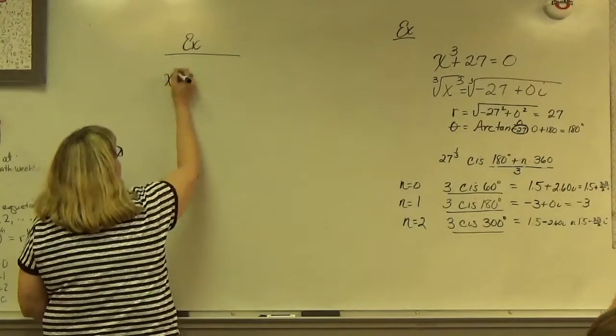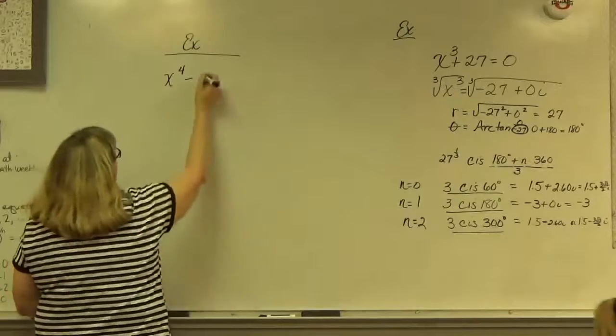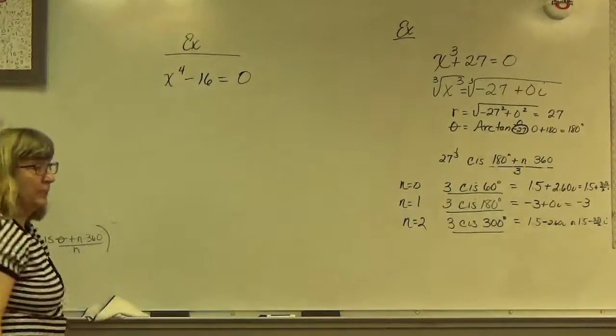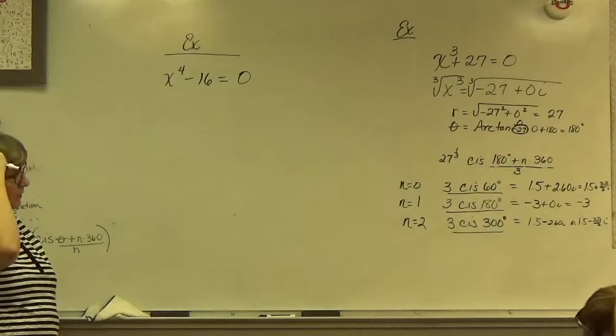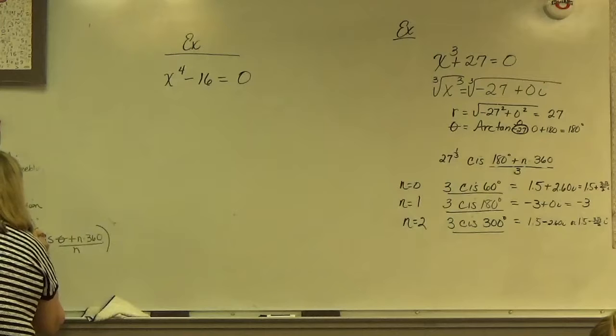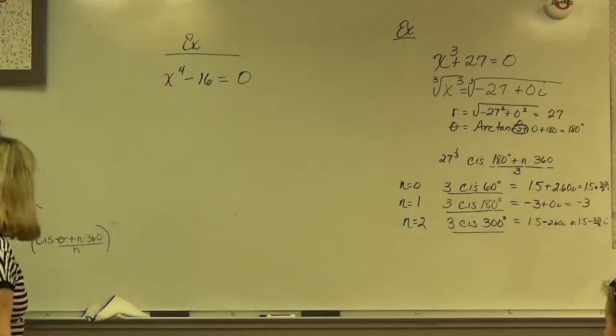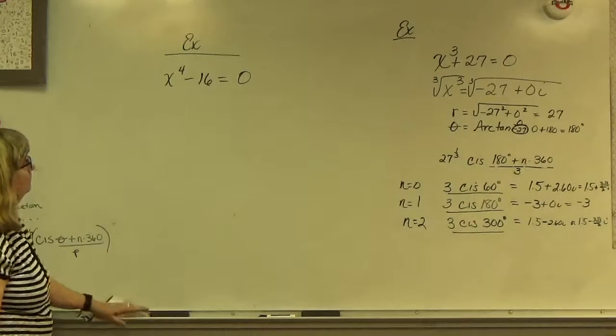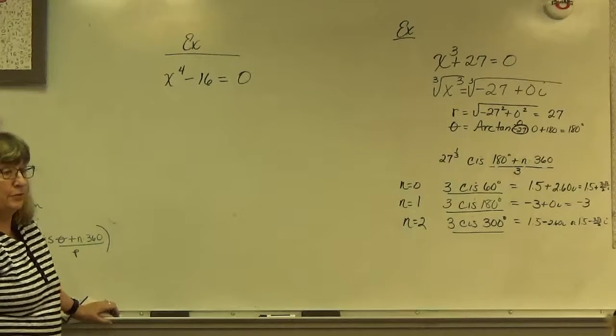Let's go x to the 4th minus 16 equals 0. Another example. Now I'm going to have you guys help me. So what would I do? I'm going to have to change this to 16 to a power, so it looks different. There we go. Okay. What would we do to solve? What would be the first step, Taylor?